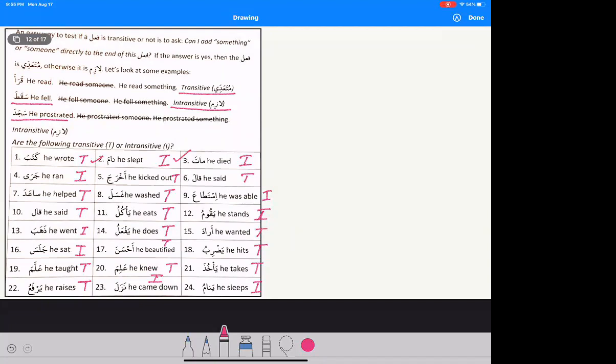Mata, he died. He died someone or something, doesn't make sense. So that means no maf'ul bihi is required after this verb, and this is our intransitive verb, and it is not going to be changed into passive. We cannot make passive out of these verbs. Jara means he ran. So he ran something or someone. We can say he ran over, but we are not allowed to put any preposition after it, remember. So he ran something or someone doesn't make sense, right? So this is our intransitive.